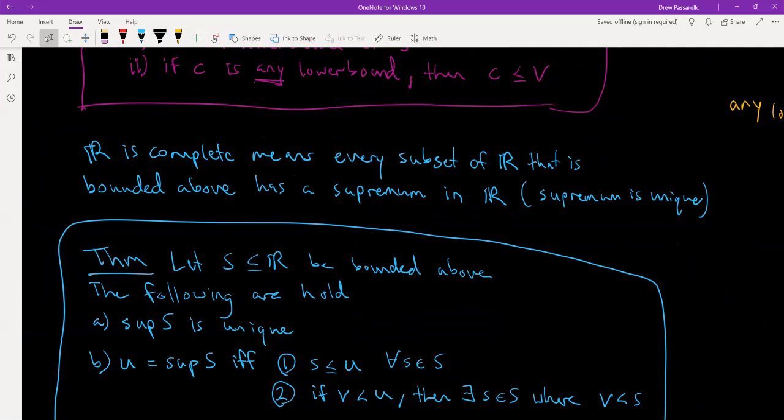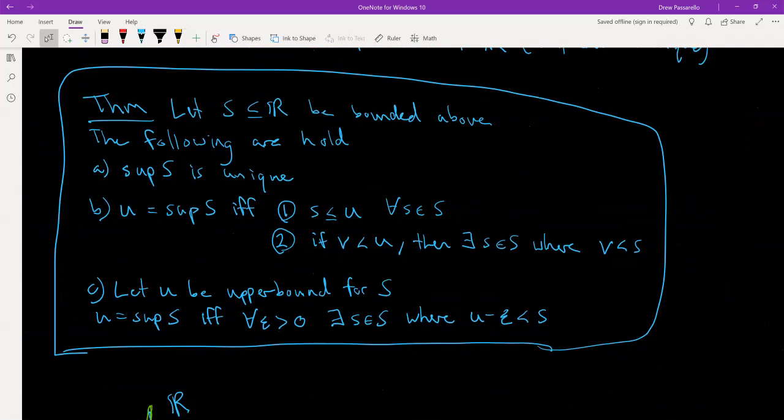So for a theorem, let S be a subset of the reals bounded above. Then the following are equivalent, or the following hold. Our first point A is that the supremum is unique. The second point is that U is a supremum of S if and only if s is less than or equal to U for all elements s in the set S, and if V is less than U, then there exists an element s in S where V is less than that element in S.